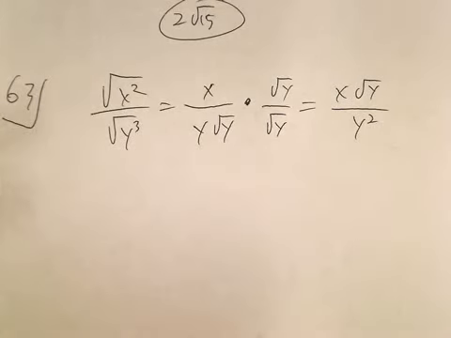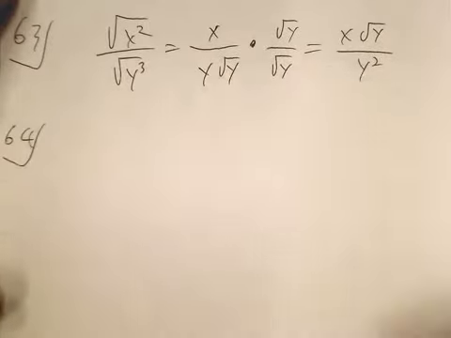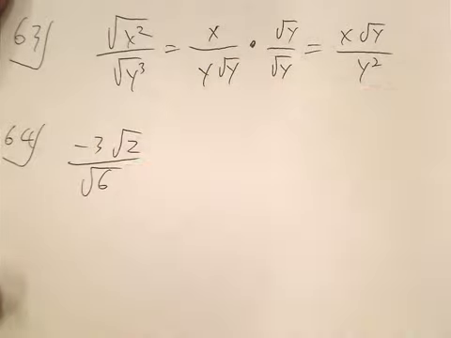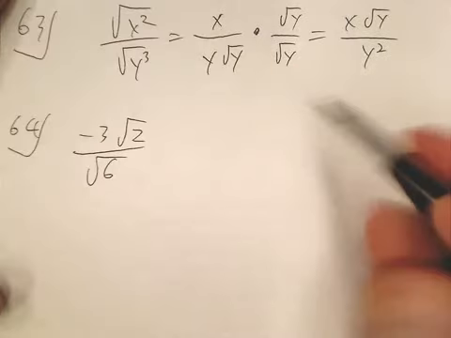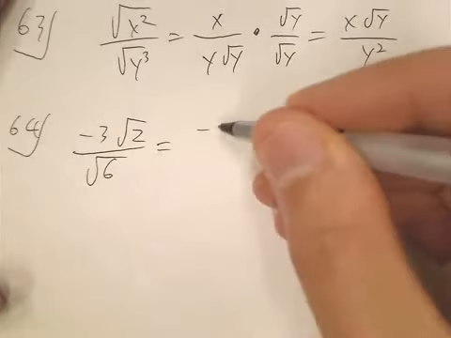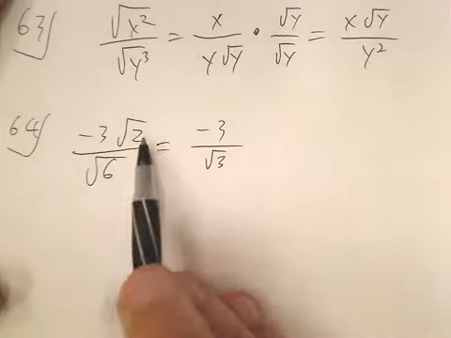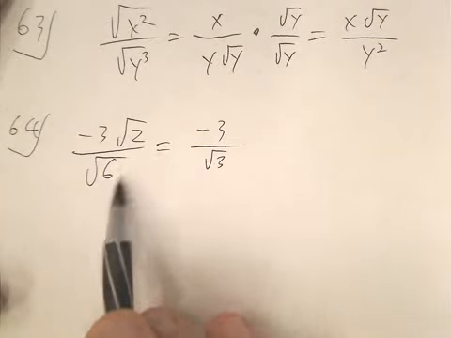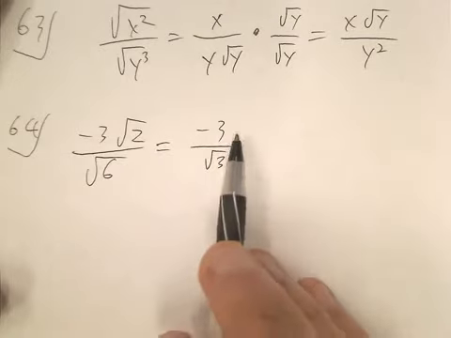Okay, 64, negative 3 square root 2 over square root 6, sorry. Make sure, good. Okay, so the 2 and the 6 are both inside a radical. They cancel out, or they reduce. So I have negative 3 over square root 3. Yes, so 6 and 2, they both reduce by 2. Up top, the square root of 1 is just 1, and 1 times 3 is negative 3.